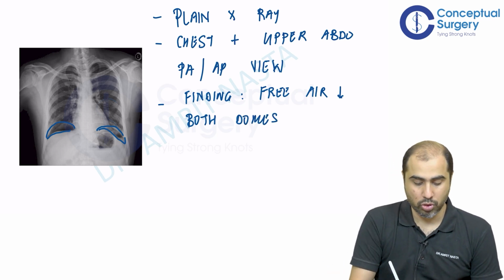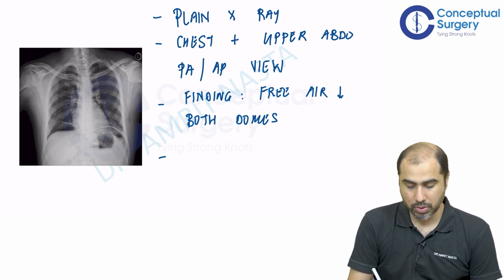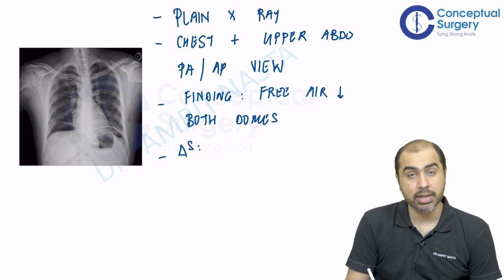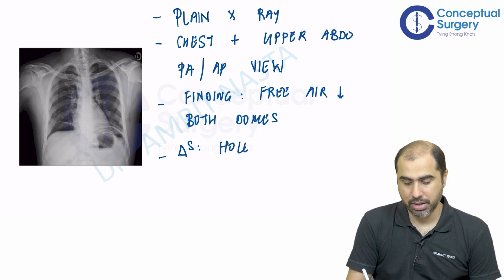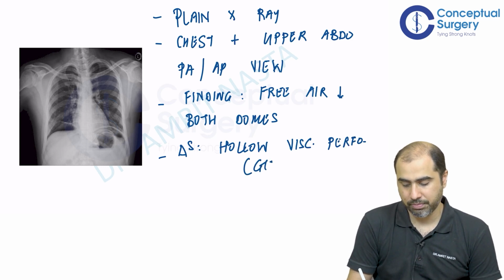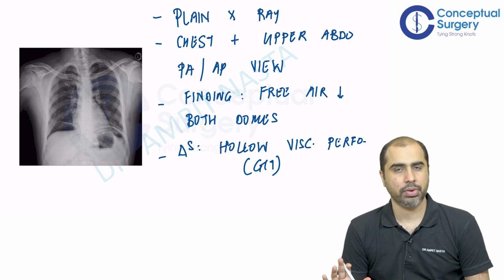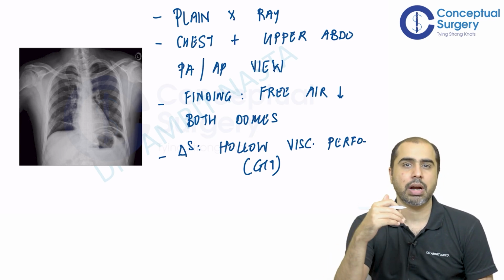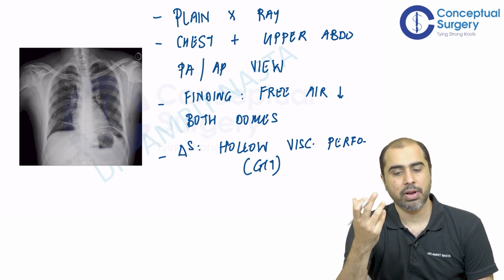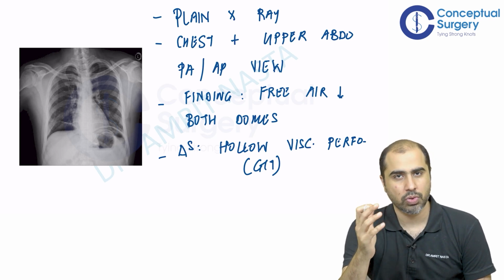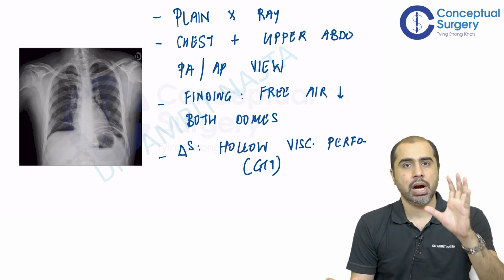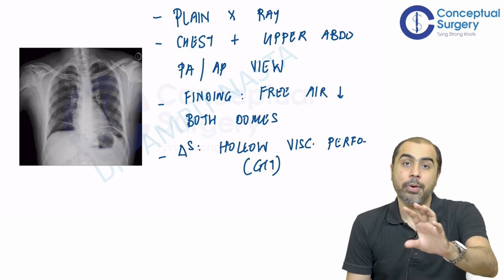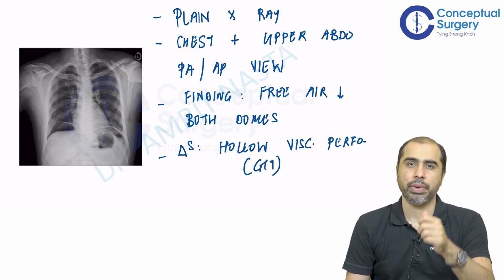If you see free air under both domes of the diaphragm, you will tell the diagnosis. The diagnosis is going to be intestinal or hollow visceral perforation, specifically of a GI organ. A duodenal perforation is a common cause, but it's not necessarily duodenal, it can be other causes. The moment you say this, basically this is just a starting point to take your viva somewhere. Then the examiner will ask you about duodenal perforation and so on. These table viva topics are just to test your theory and practical knowledge about that concept or disease, not just to pick up the diagnosis alone.